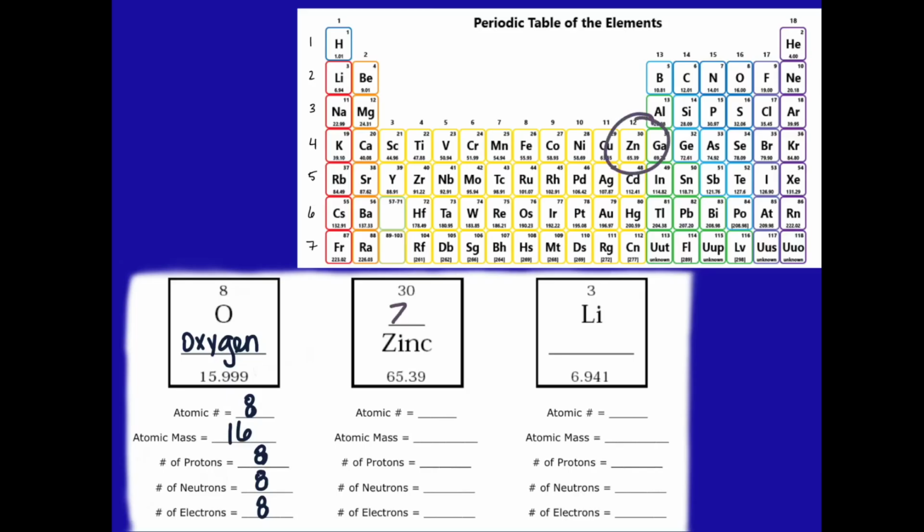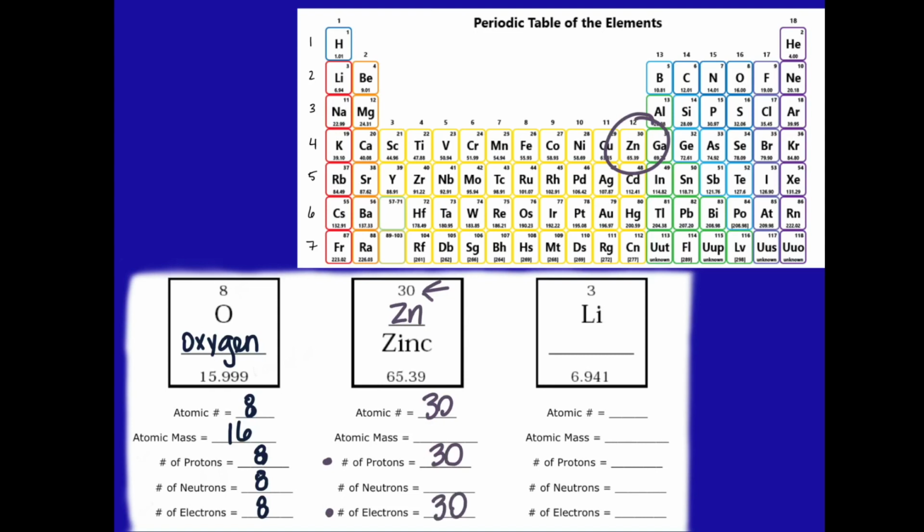The symbol for zinc is Zn. Then look at the atomic number, which is 30. You'll fill it in at the bottom. And the atomic number is also our number of protons and our number of electrons. So you can fill that in.